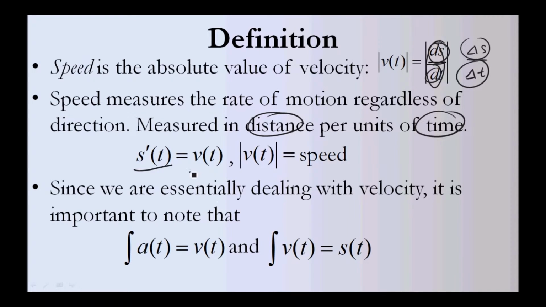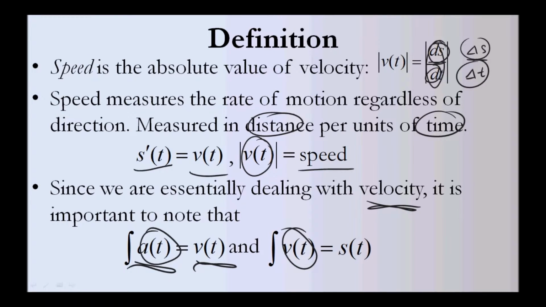S prime of t is equal to v of t, so the derivative of position is equal to velocity. And the absolute velocity, again, is equal to speed. So since we are essentially dealing with velocity, really the magnitude of velocity, it's important to note that the integral, or indefinite integral, of acceleration is equal to velocity, and the integral, or antiderivative, of velocity is equal to position.